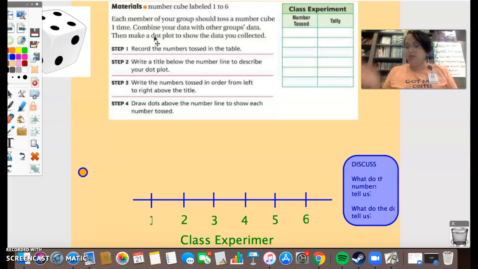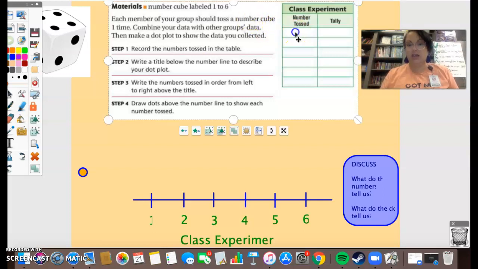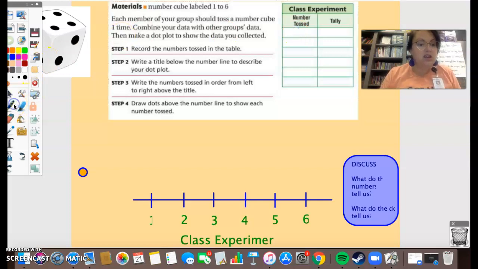So this is my first try, and I got a 6. Let me draw. So for the first try, I got a 6. Oh, you know what? Hang on. That doesn't make sense. So I don't really like the way this experiment is set up. So I'm going to do it my own way.